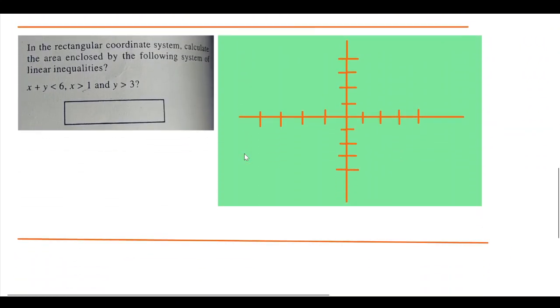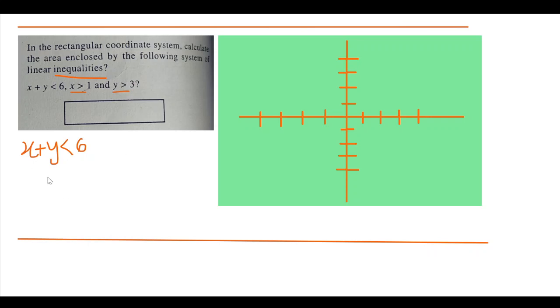Okay, this question says, in a rectangular coordinate system, calculate the area enclosed by the following system of linear inequalities. Okay, so we have linear inequalities. So the first one is x plus y, which is less than 6. Okay, and the second is x is greater than y, and the third is y is greater than 3.